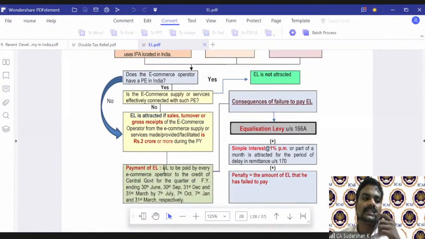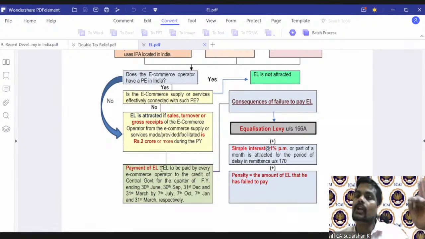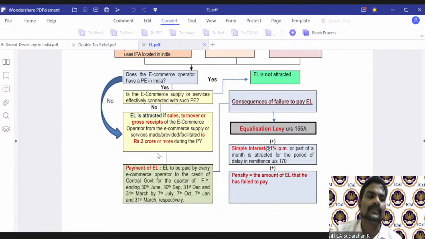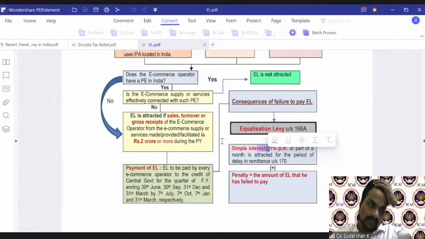If equalization levy is attracted, then the e-commerce operator has to pay. There is no concept of deduction in equalization levy 2.0. The non-resident himself has to pay every quarter, by 30th June, 30th September and so on. If he doesn't pay, simple interest and penalty. So therefore, the onus is on the non-resident e-commerce operator to pay.